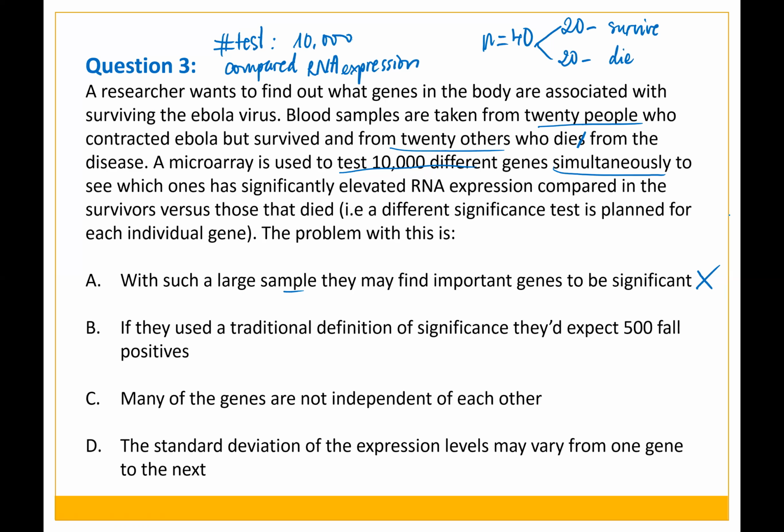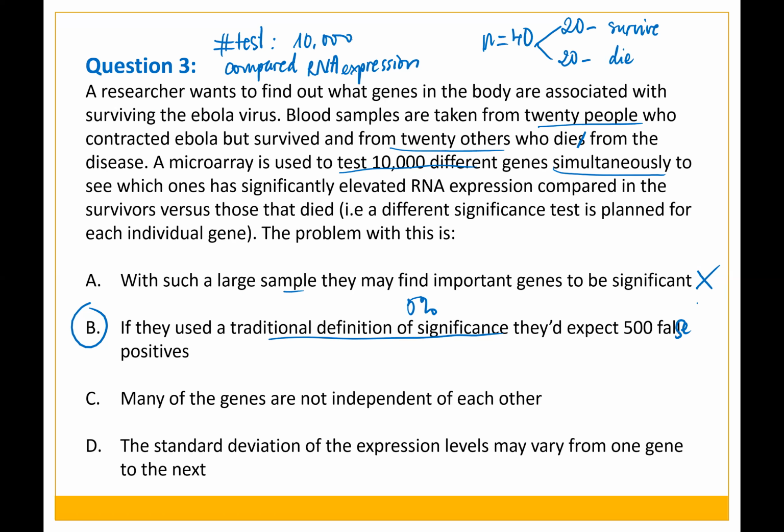And so this is the correct answer, as it follows the multiple testing caution. When you have 10,000 tests and you use the traditional definition of significance, which is the 5% level, then you would expect 5% of 10,000, which is 500 false positives. Now let's consider C.